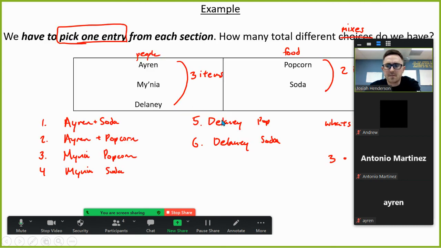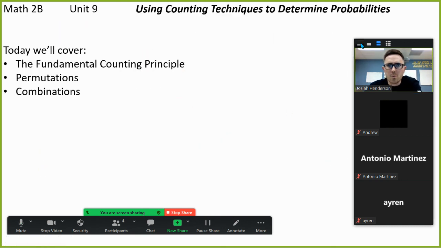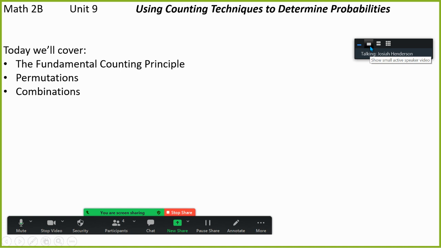We left off with this lesson in Inventum, Unit 9, using counting techniques to determine probabilities. The main takeaways are the permutations, combinations, and when to use those.